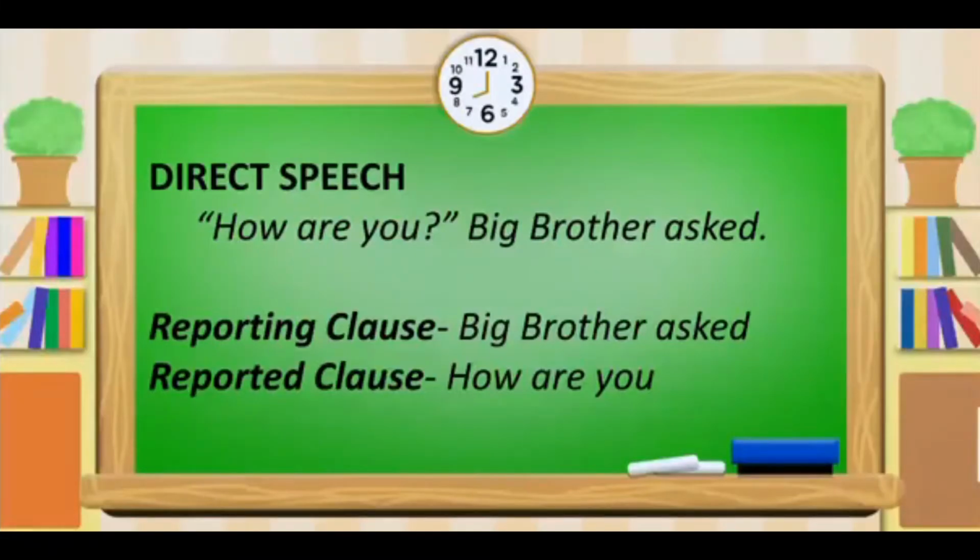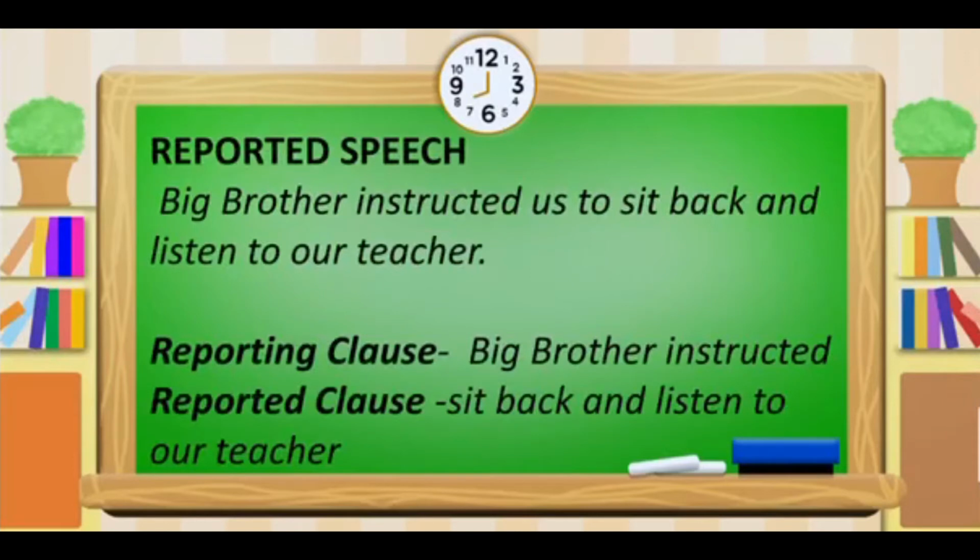In this example of a direct speech, the reporting clause is Big Brother asked, and the reported clause is how are you? While in this example of a reported speech, the reporting clause is Big Brother instructed, and the reported clause is sit back and listen to our teacher.